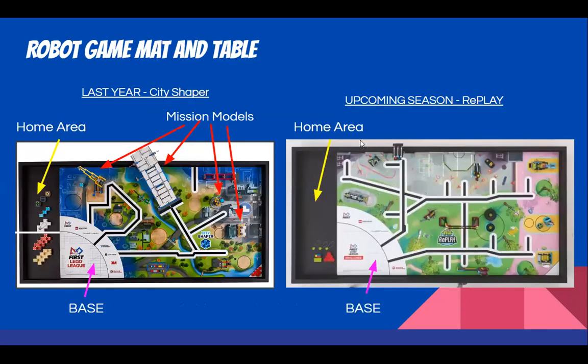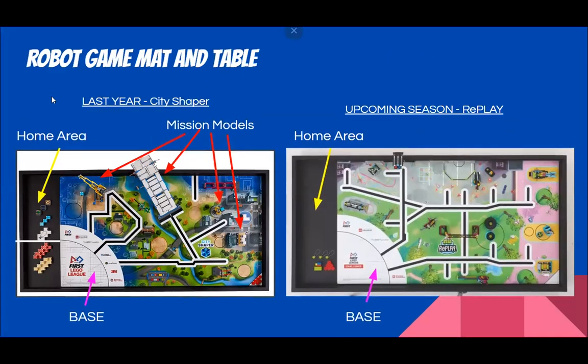So now we'll talk about the robot game mat and table. These are 2 mats and tables, and the one on the left shows last year's season City Shapers mat, and the table on the right shows the upcoming season's mat, Replay. So the pink arrows point to the base, and the base is where your robot starts. You can't touch or control the robot outside of the base.